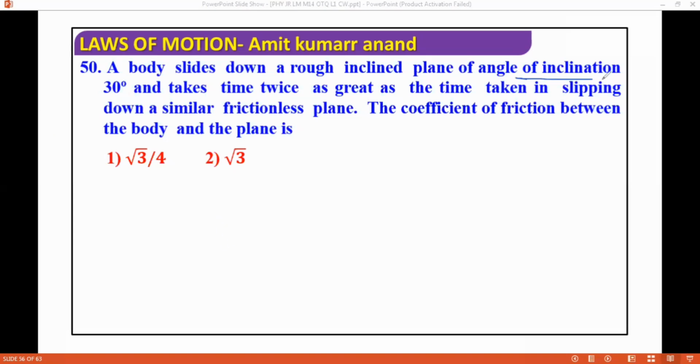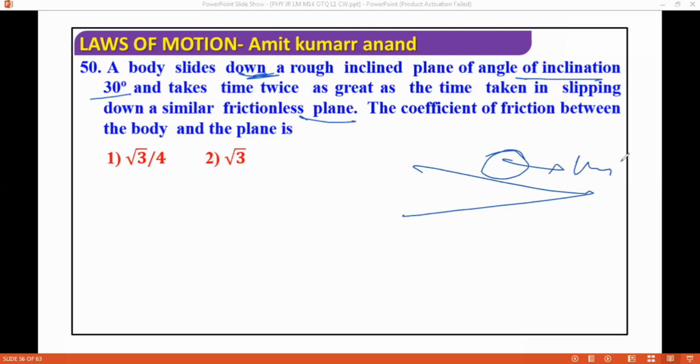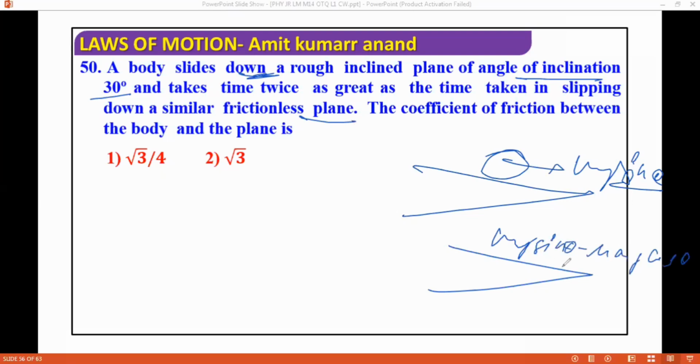The angle of inclination is 30 degree, and it takes a time twice as great as the time taken in slipping down a similar frictionless plane. The body slides down the inclined plane. First there is no friction, which means basically mg sin theta, and now with friction, mg sin theta minus mu mg cos theta. When this force is applicable, you can get the acceleration.